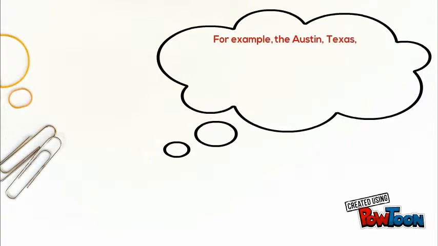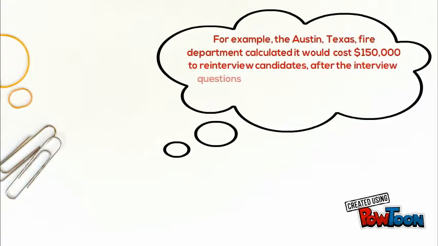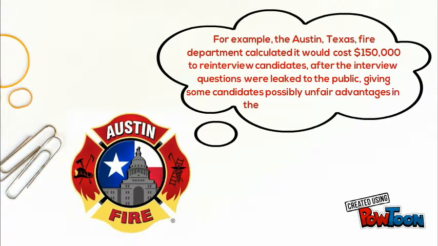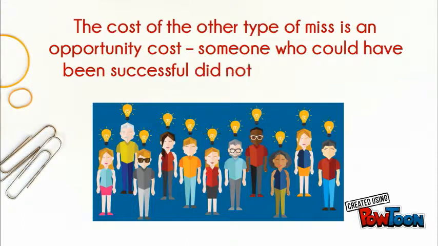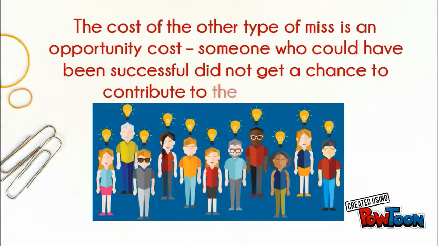For example, the Austin, Texas Fire Department calculated it would cost $150,000 to re-interview candidates after the interview questions were leaked to the public, giving some candidates possibly unfair advantages in the interview process. The other type of miss is an opportunity cost. Someone who could have been successful did not get a chance to contribute to the organization.